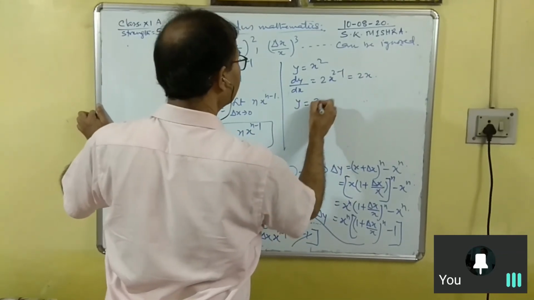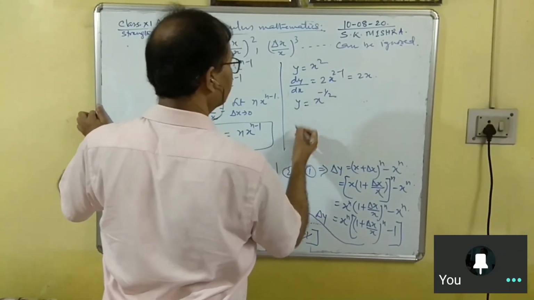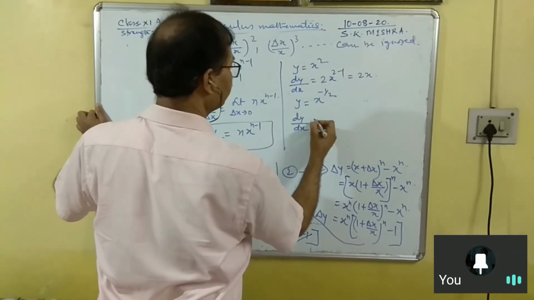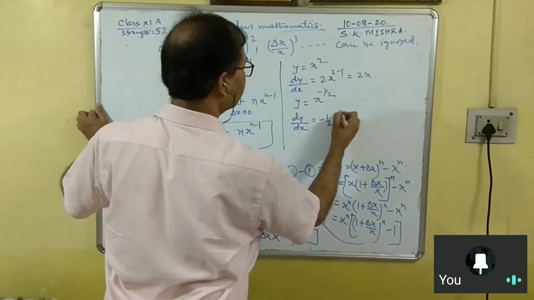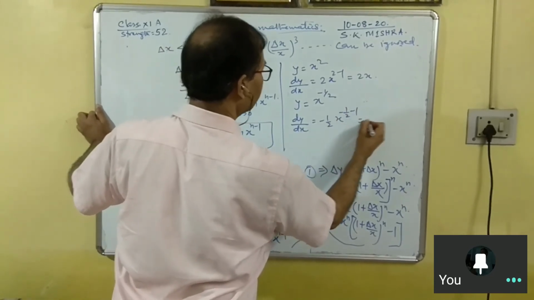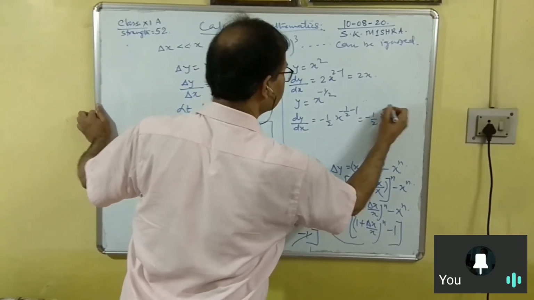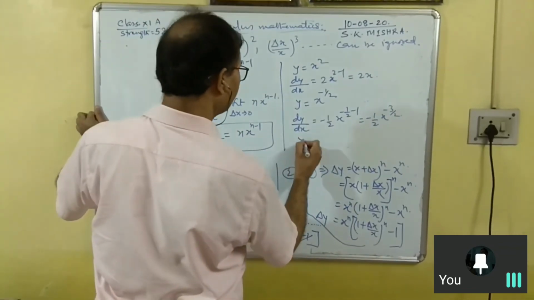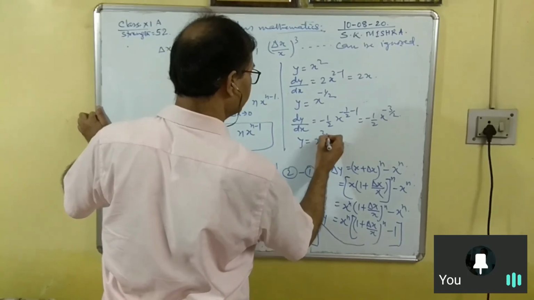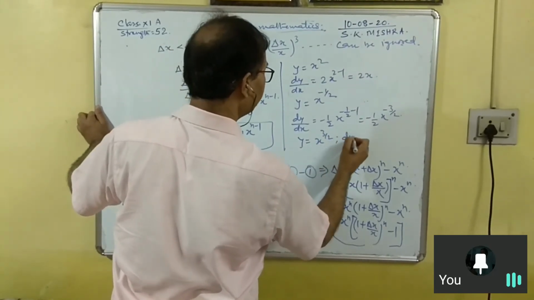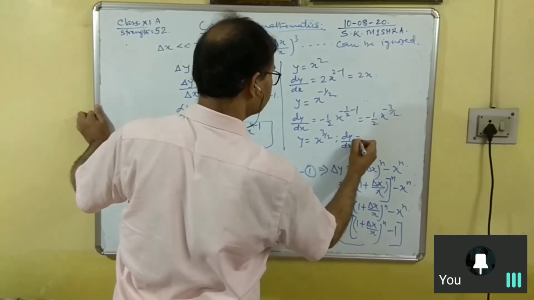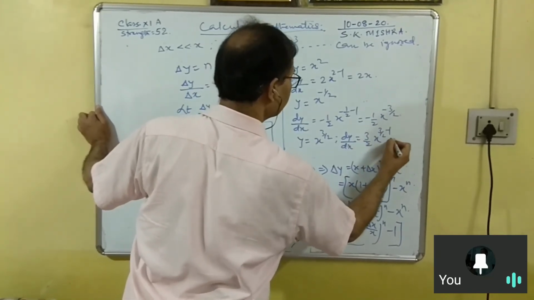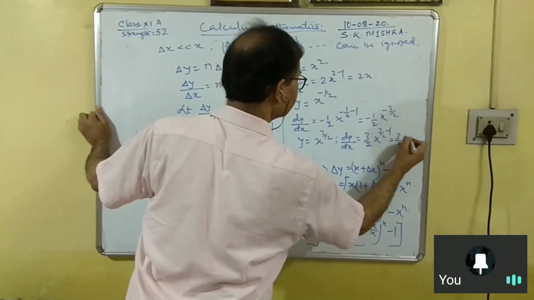If y is equal to x raised to minus half, tell me what is dy by dx? So n is now minus half. So minus half x raised to minus half minus 1. So this is minus half x raised to minus 3 by 2. Similarly, you can write any power. y is equal to x raised to 3 by 2. Now tell me what is dy by dx? dy by dx is 3 by 2 x raised to 3 by 2 minus 1. This is 3 by 2 x raised to half.